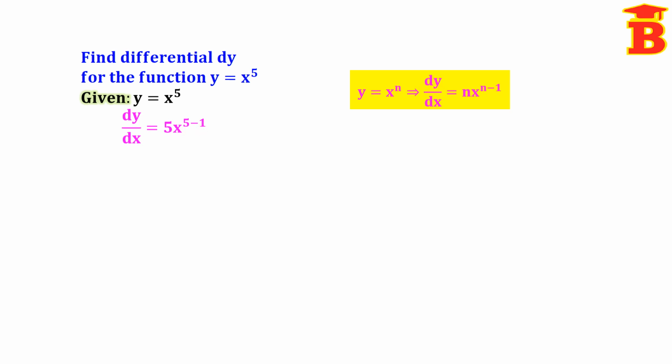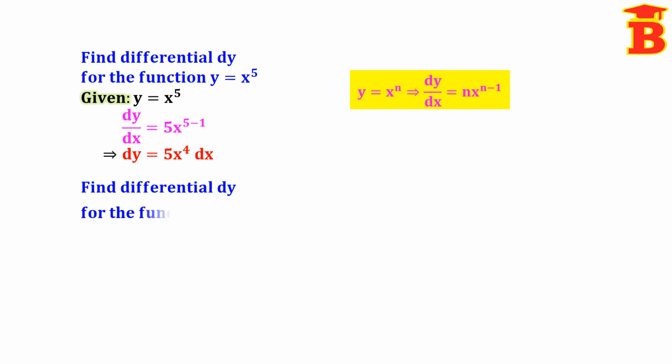We have to find the differential dy. So just cross multiply this dx, we can get dy. So therefore dy equal to 5x power 5 minus 1 is 4, into cross multiplying this dx, we get right side dx. Therefore dy equal to 5x power 4 into dx.